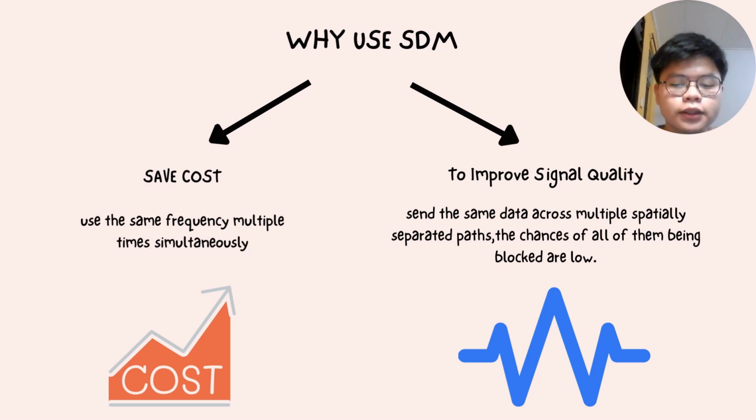So why do we use SDM? First is to save cost. SDM allows us to use the same frequency multiple times simultaneously. The second benefit would be to improve signal quality. It allows us to send the same data across multiple spatially separated paths. The chances of all of them being blocked are low.